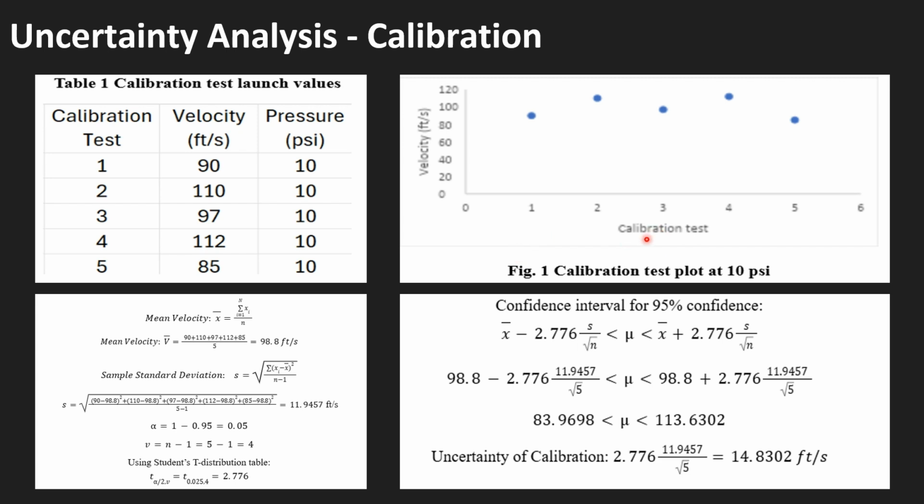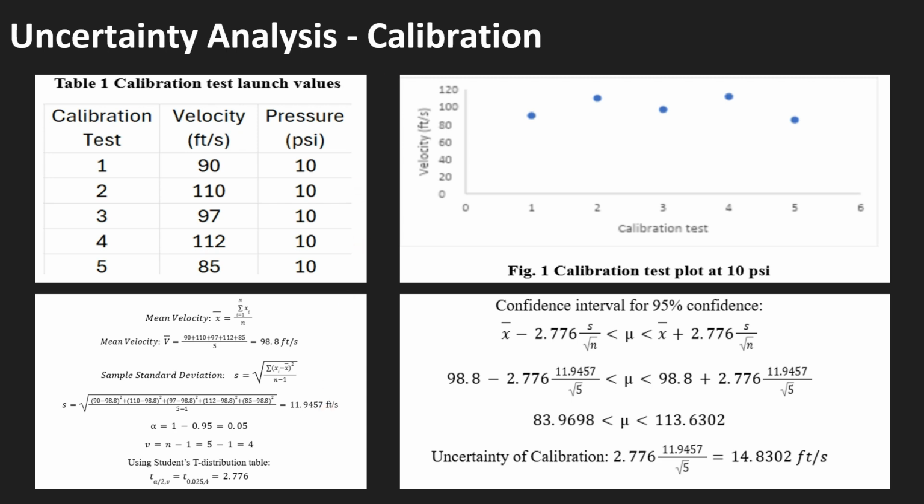After that, we were able to find the mean of our velocities to be about 98.8 feet per second for 10 psi, and then with some further calculations, we were able to find the sample standard deviation to be 11.94 feet per second. Using these in Student's t distribution table, we were able to find a confidence interval for 95% confidence. And this was from about 83.9698 to 113.63. And overall, our uncertainty, as you can see from this, was about plus or minus 14.83 feet per second.